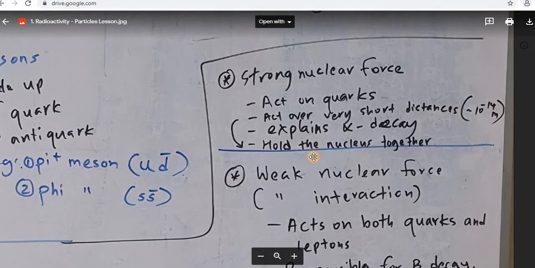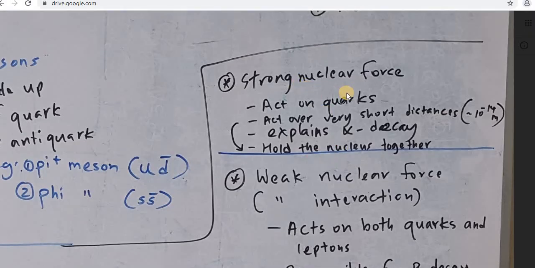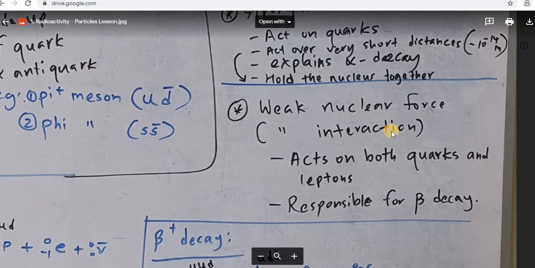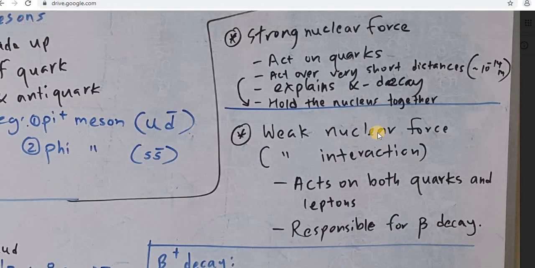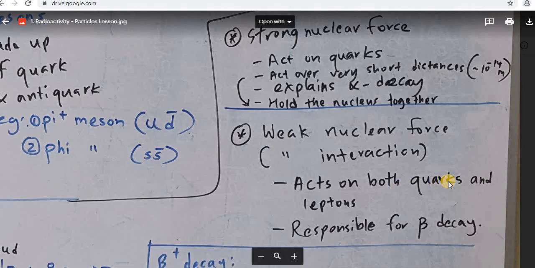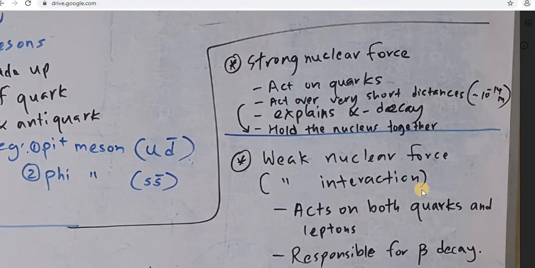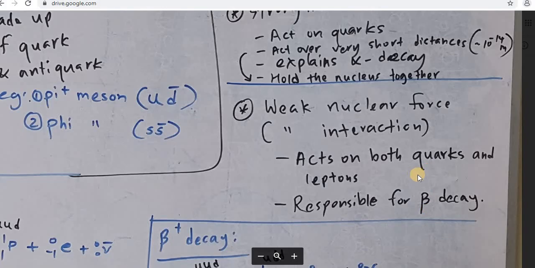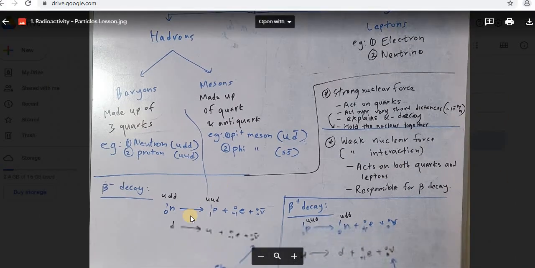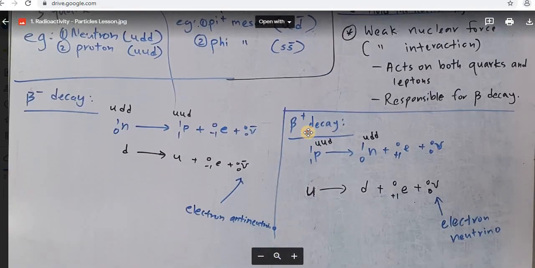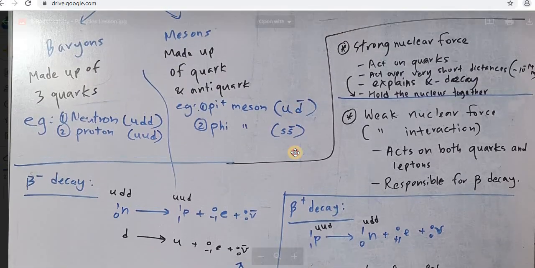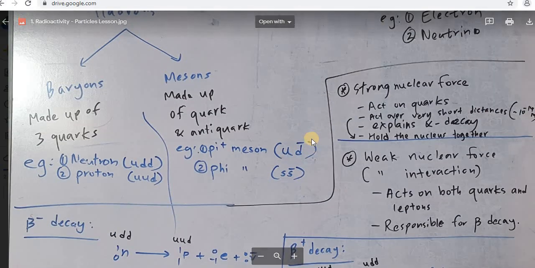Then we also have the weak nuclear force. Weak nuclear force is also called weak interaction. This weak nuclear force acts on both quarks and leptons and is responsible for beta decay. Strong nuclear force explains alpha decay. Weak nuclear force is responsible for beta decay. Again, we will see some examples of alpha decay and beta decay in the next subchapter.